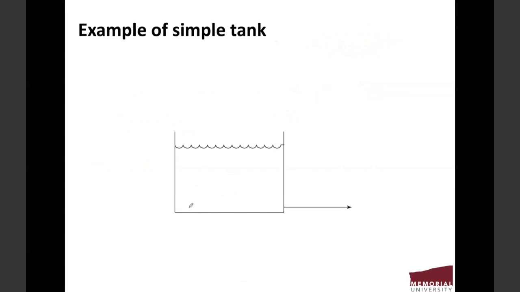So let me give you a very simple example of a tank. This is the tank which has, let's say, water in it. It is filled with water. I have the water input, which is being regulated through a valve. It is called a control valve or final control element as well. And I do have an exit of the water from the tank. So this is my input water line and this is my output.